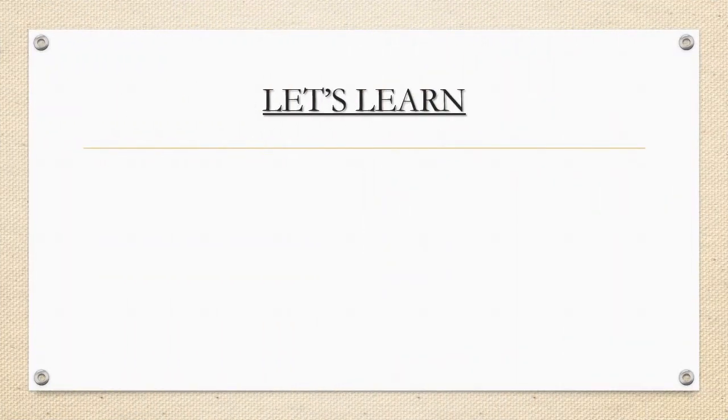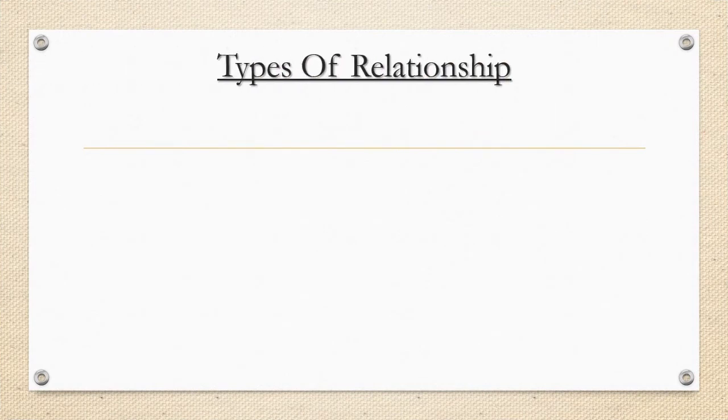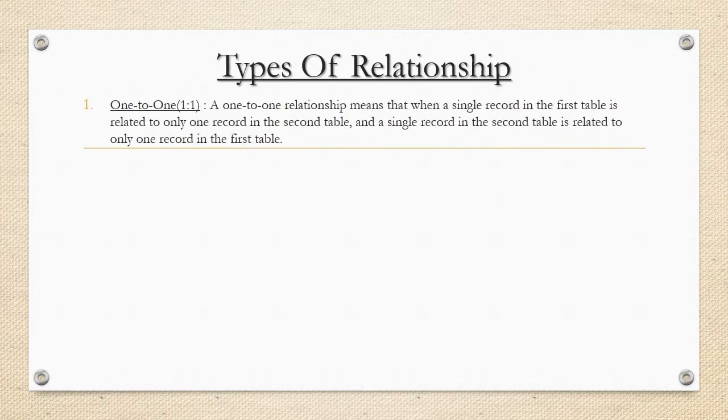In this video, we are going to study types of relationship and steps to develop relationship between tables, or we can say relations. So let us see what the types of relationship are. There are three types of relationship: one-to-one, one-to-many, and many-to-many. From that, the first relationship we are going to see is the one-to-one relationship.